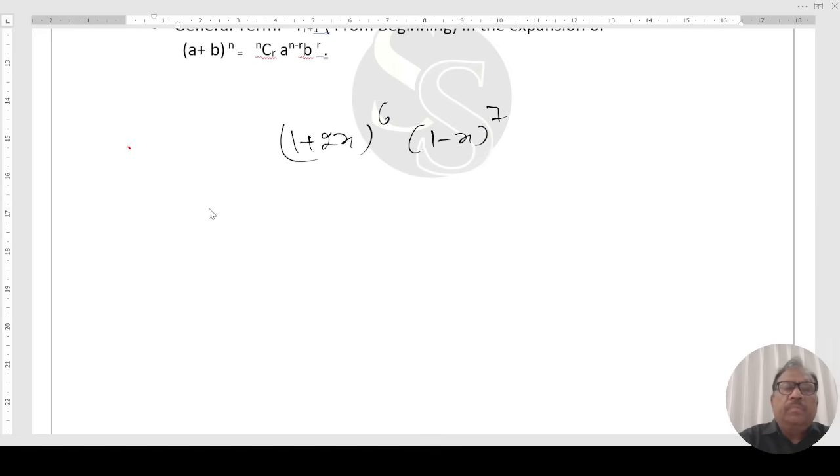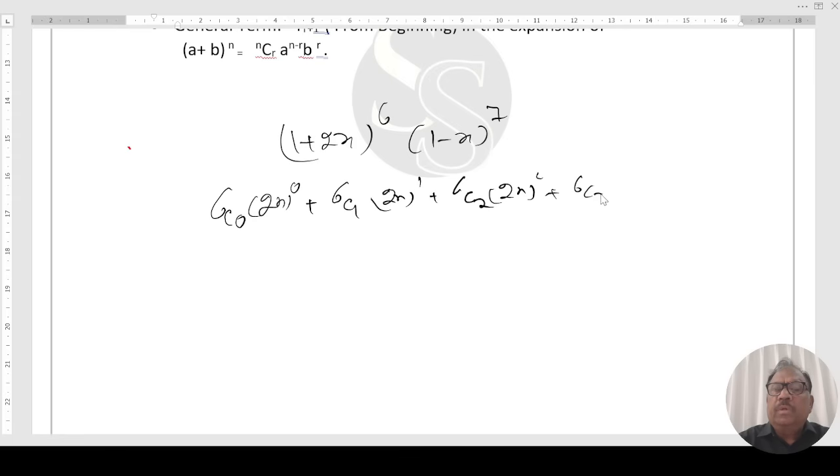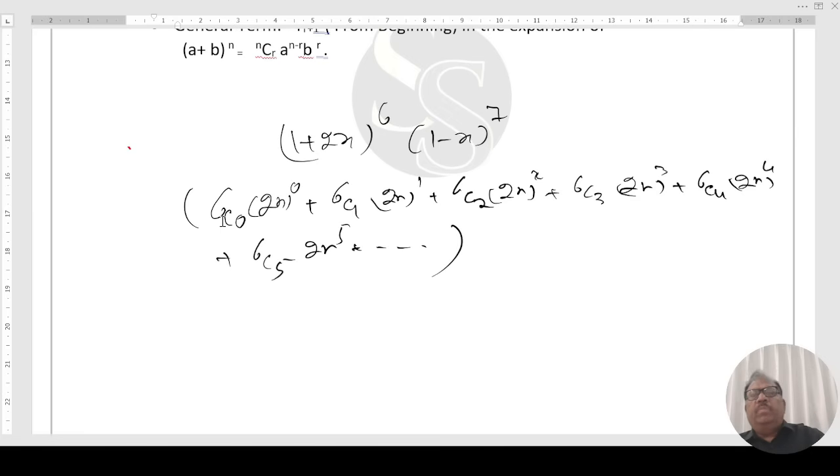What will happen if we expand it? 1 to the power 6 is 1, so it will be 6C0 plus 6C1 (2x)^1 plus 6C2 (2x)^2 plus 6C3 (2x)^3 plus 6C4 (2x)^4 plus 6C5 (2x)^5. The actual terms will go up to 6, but our requirement is to find the coefficient of x to the power 5.